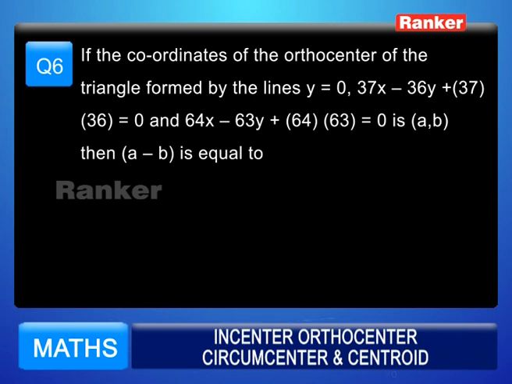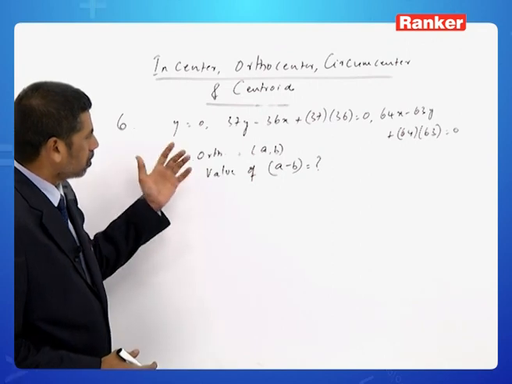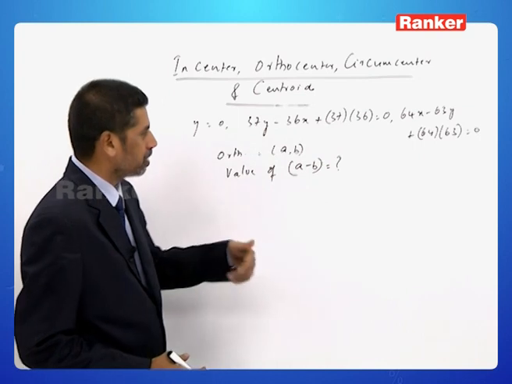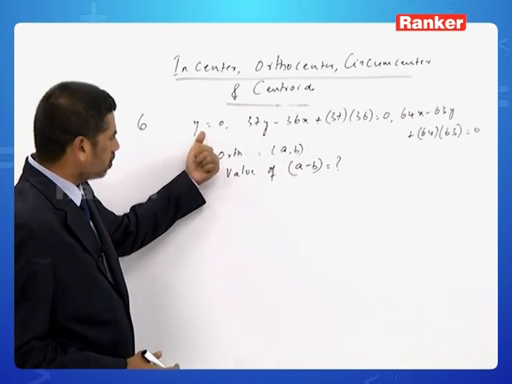Please observe, I am focusing a bit more on orthocenter because among the concurrence points, this is one of the toughest things to compute. All possible types I am trying to discuss. Now, please observe that we got a triangle whose sides' equations are already given. One of them is very significant: y is equal to 0.